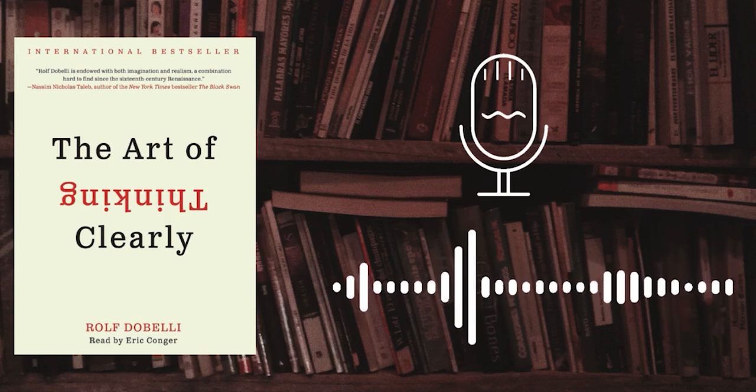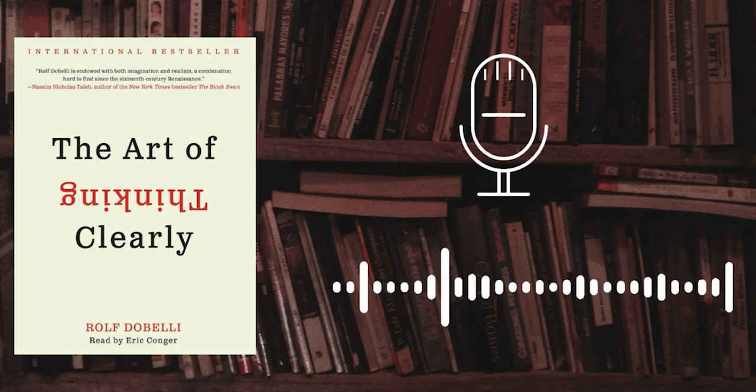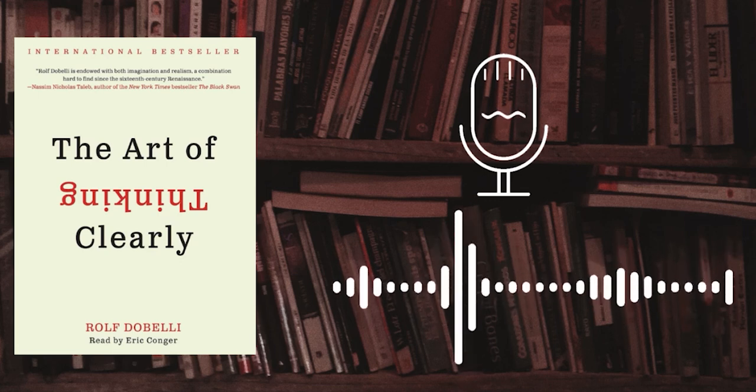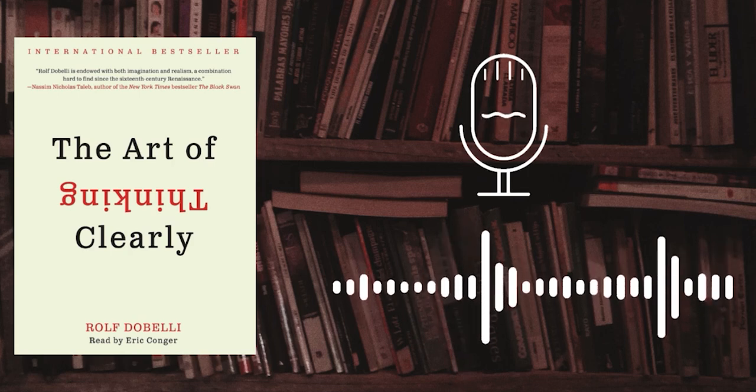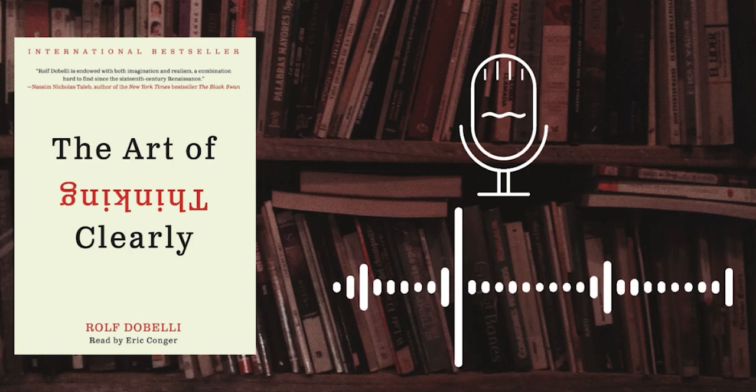Placebo effect. The placebo effect is the tendency for people to experience real effects from fake treatments due to their expectations. This highlights the power of belief. Recognizing the placebo effect helps us understand the influence of expectations on our experiences.